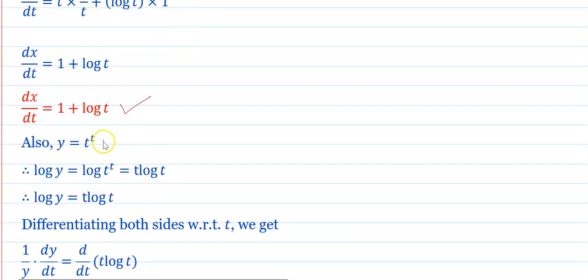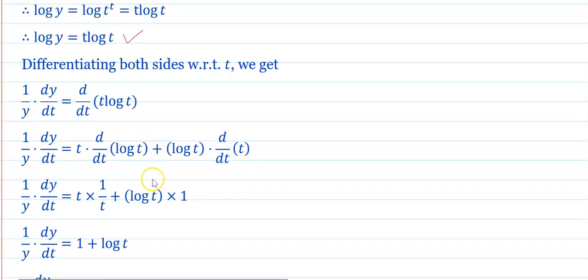पुढे काय? y is equal to t raised to t. Log of y is equal to log of t raised to t. मग t पुढे आला. Okay, t into log t. Now differentiate this with respect to t. Log of y's derivative 1 upon y into dy by dt is equal to d/dt of t into log t. Here we will apply the product rule. t into d/dt of log t plus log of t into d/dt of t. Log of t's derivative is 1 upon t. What is the derivative of t? It is 1. t into 1 upon t is 1.